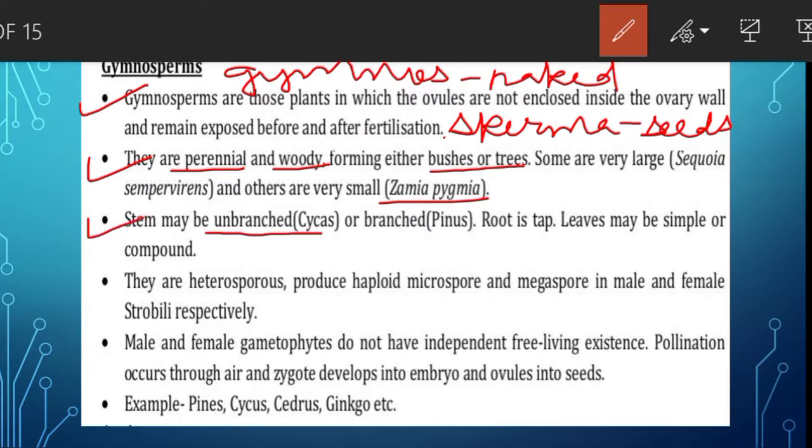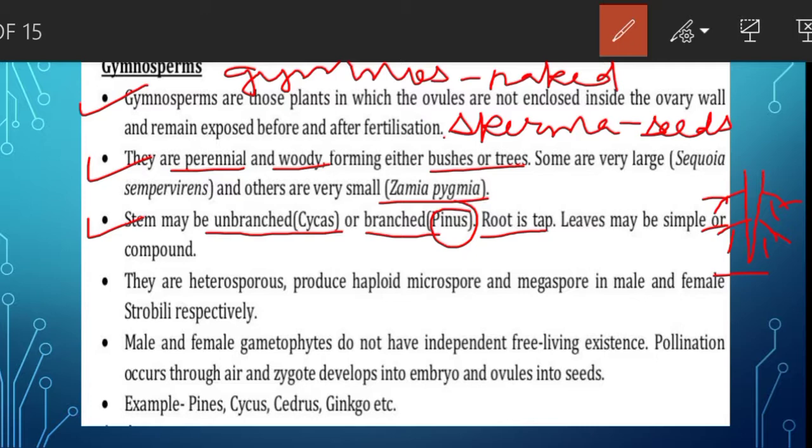Stem may be unbranched like in cycas. There are no branches of the stem, so it is called unbranched. And branched means there are branches, as it is observed in Pinus. Roots are taproot. Taproot means there will be one main root, the primary root. From that the secondary roots will be developed. And then there will be root hair. This is called taproot system. So in gymnosperms, the taproot system is observed.